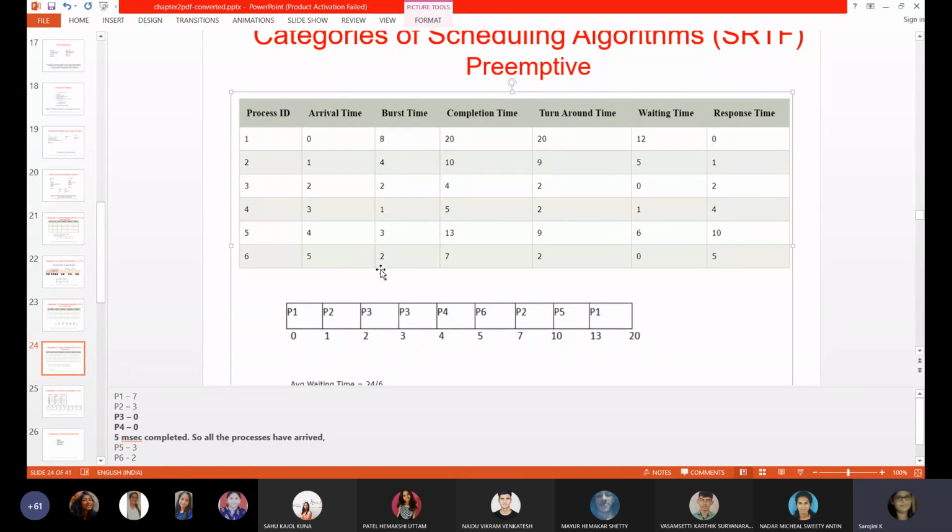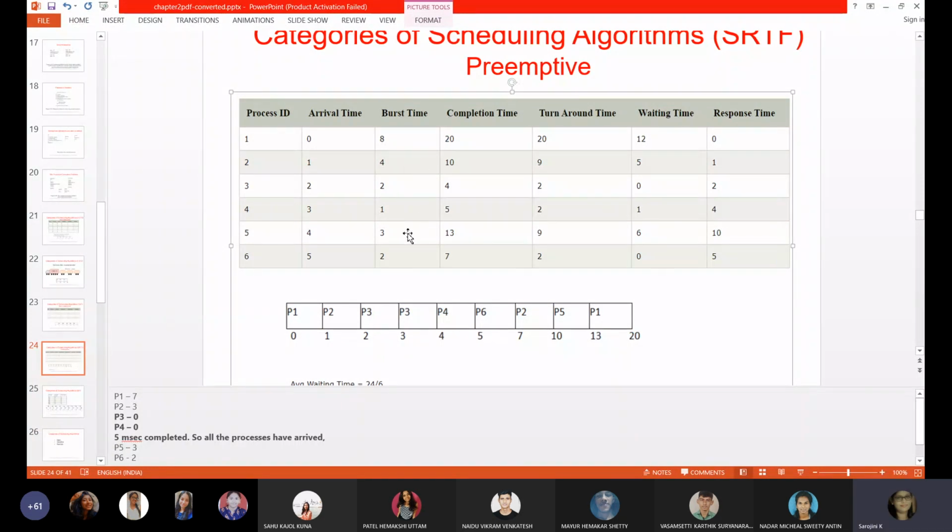Now which processes are there? Process 1, process 2 and process 5 are remaining. Which has the shortest CPU burst time? Remember here it is 7, here it is 3, it's written here. So 7, 3, 3. Again a tie.